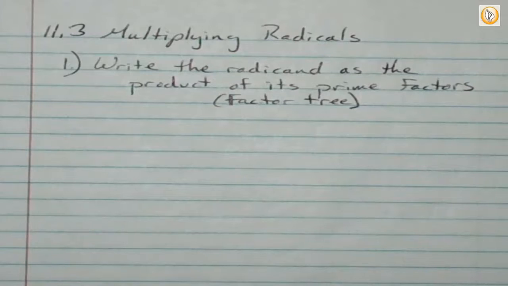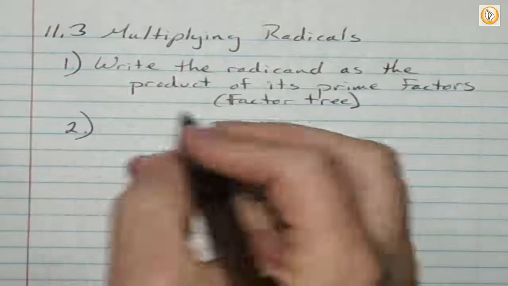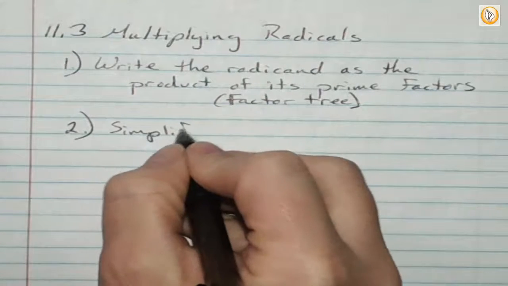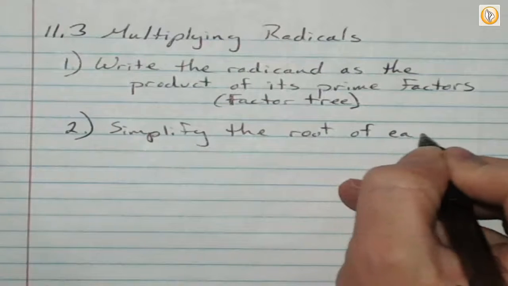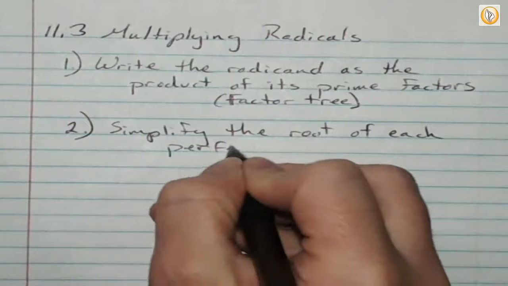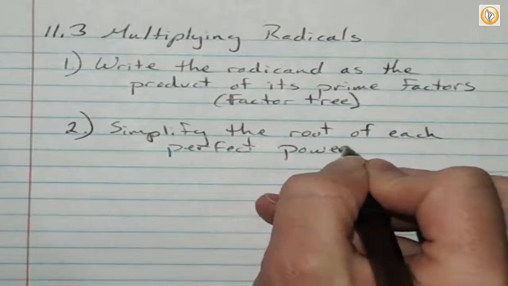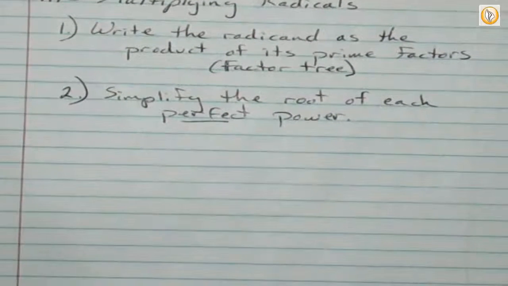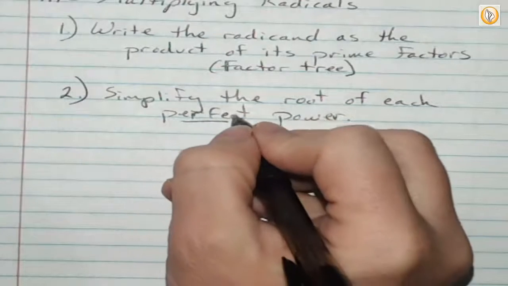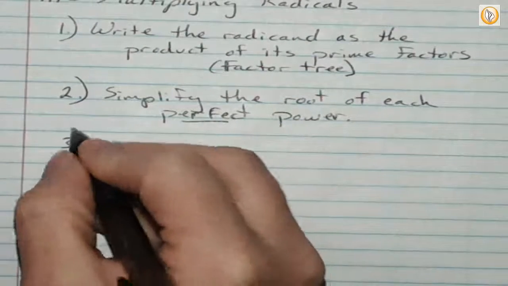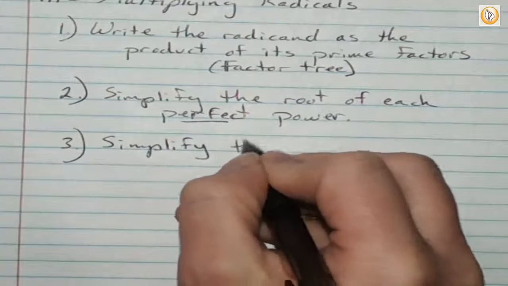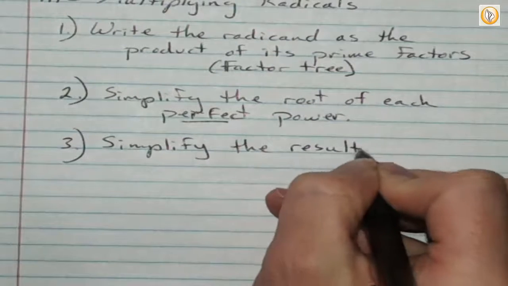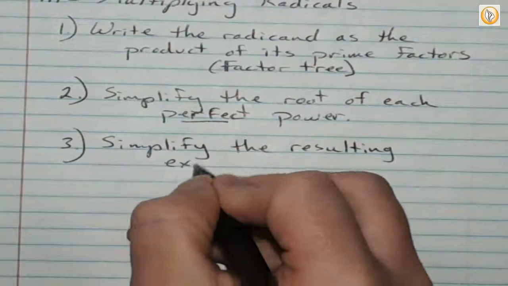Okay. So, write the radicand as product of its prime factors, factor tree. All right, step 2. Simplify the root of each perfect power. That says perfect. And I'll explain that to you later. And then you're going to simplify the resulting expression.